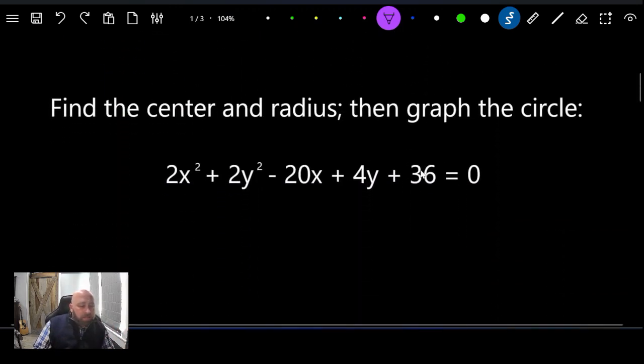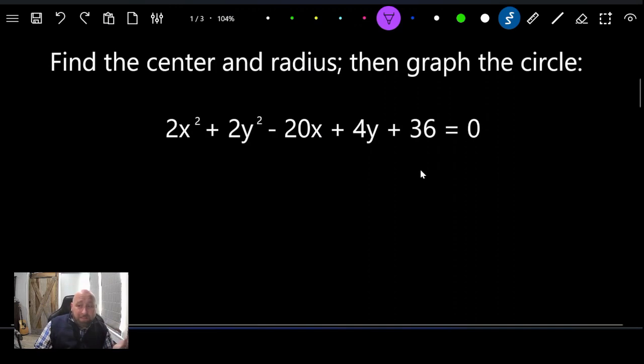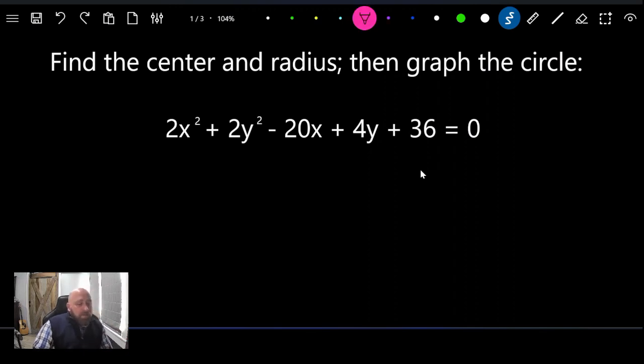So let's look down here, and this is going to be the first one. This is example number 1 on page 231, and you can follow along there as I do this problem. All right, so here we go. Find the center and the radius, then graph the circle. Well, we can't do any of it because we don't know what the radius is. We don't know what the H and K are, so we're kind of lost right now. So how do we do this?